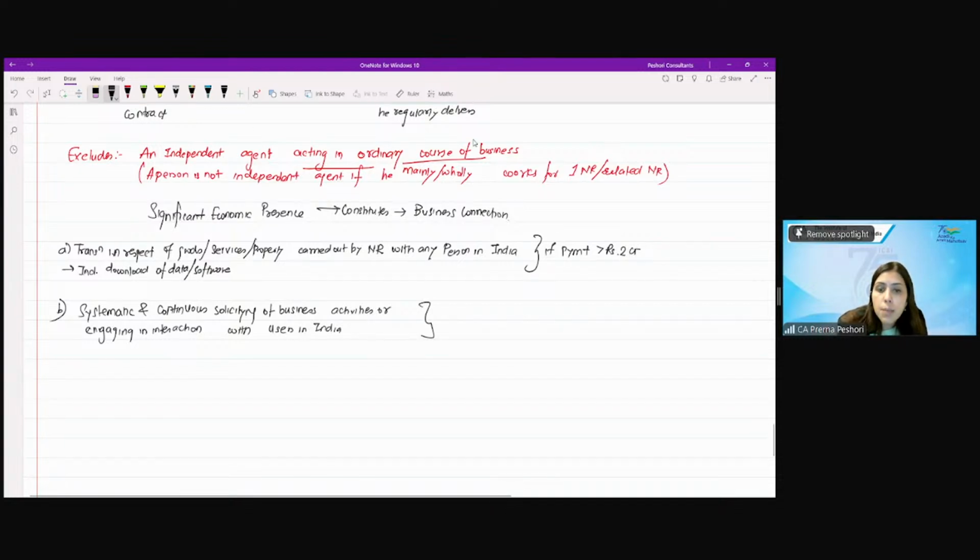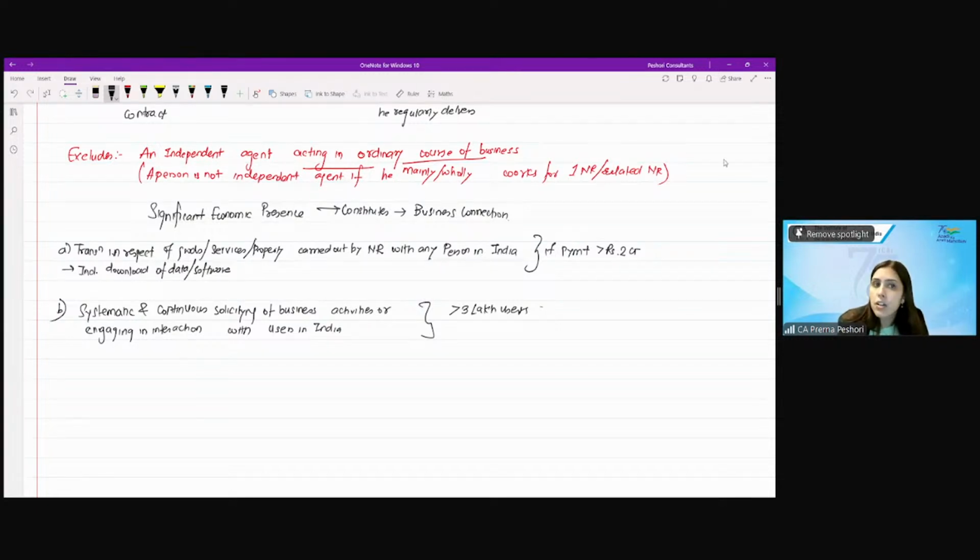So how many users are prescribed? 3 lakh users. So if the non-resident engages with or interacts with 3 lakh users in India, it will constitute the business connection or significant economic presence in India.